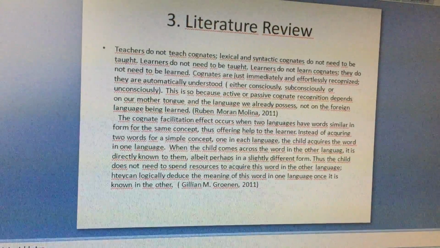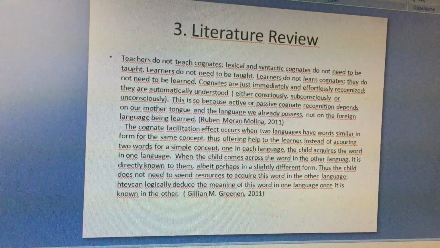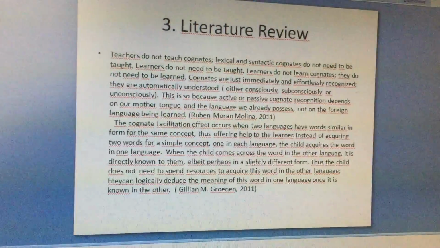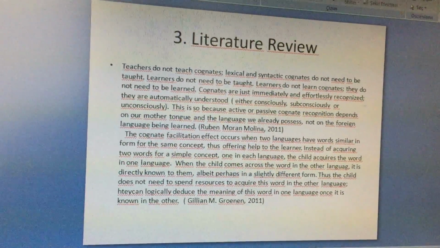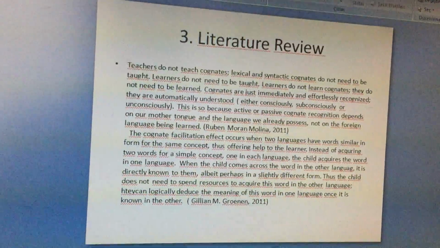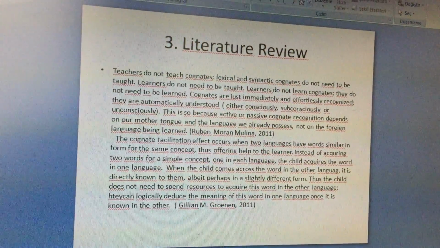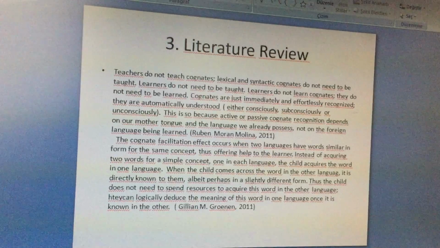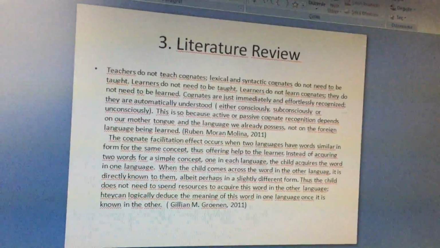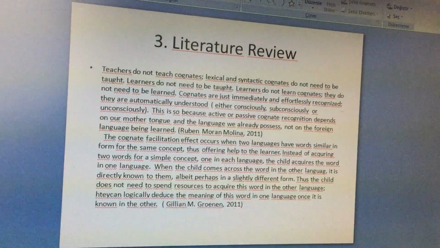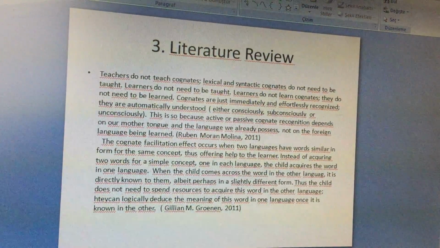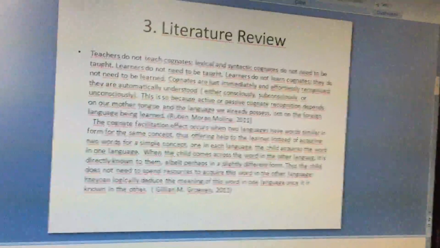The cognate facilitation effect occurs when two languages have words similar in form for the same concept, thus offering help to the learner. Instead of acquiring two words for a simple concept, one in each language, the child acquires the word in one language. When the child comes across the word in the other language, it is directly known to them, albeit perhaps in a slightly different form. Thus, the child doesn't need to spend resources to acquire this word in the other language. They can logically deduce the meaning of this word in one language once it is known in the other.